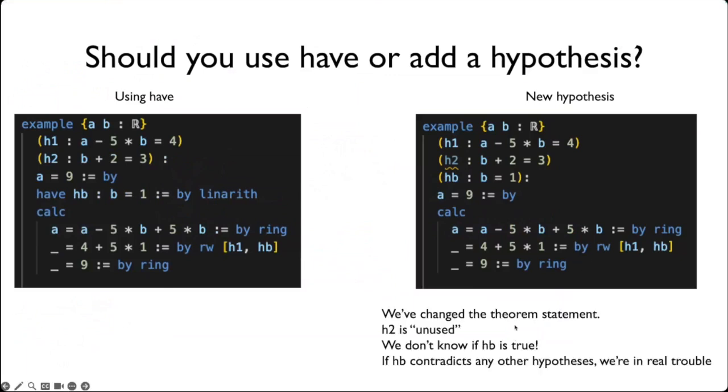Number one, we've actually changed the theorem statement. I'm not proving the same thing that I set out to prove the first time around. If I was very particular about what I wanted to prove here, well, now I've changed my theorem statement, so that might be deviating from what I was wanting to do. That's not necessarily a deal breaker, though.